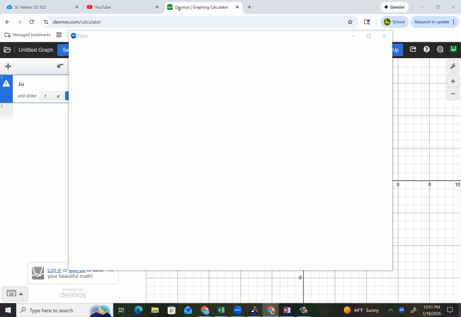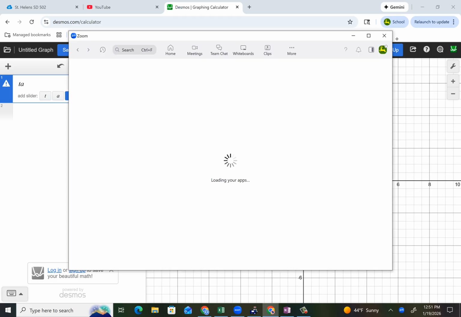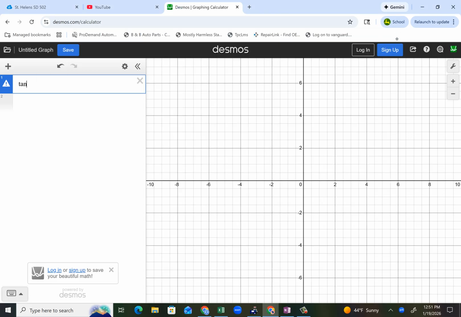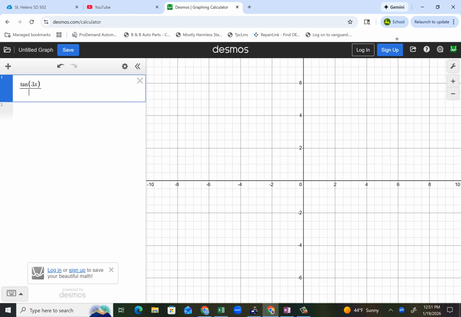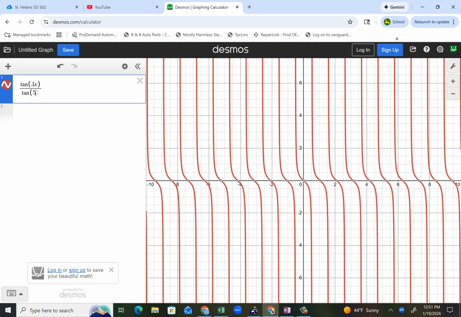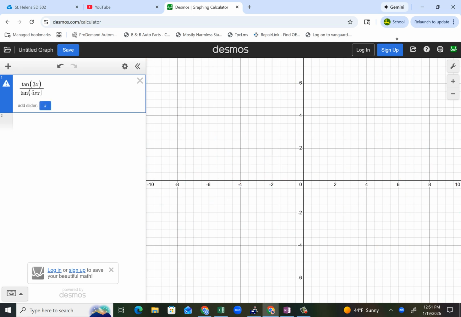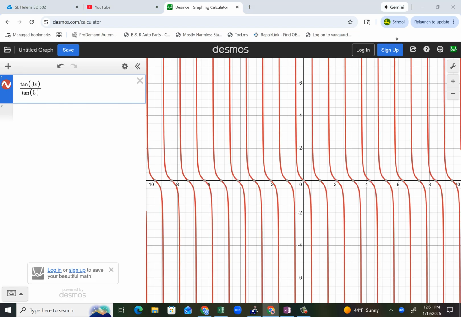It's kind of odd. 3x. What is happening? Tangent of 3x divided by tan 5x. Oops, 5x, I said. 5x! Where's pi over 2? Pi over 2 is not right there.